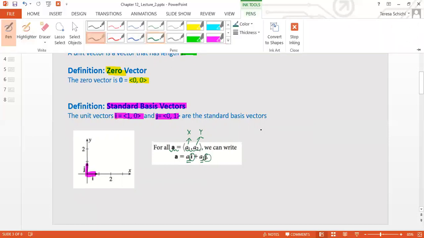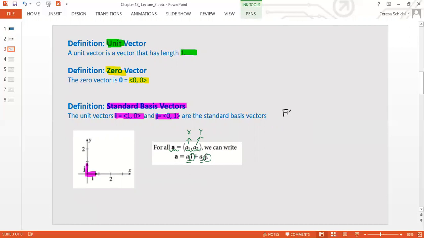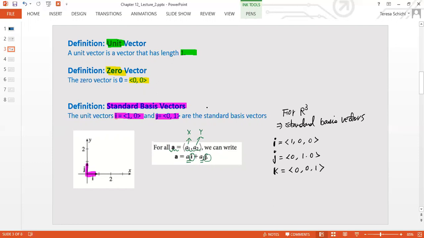All right, so in R3, what is your standard basis vector? In R3 we have x, y, and z. So my standard basis vector i is (1, 0, 0), j will be (0, 1, 0), and k will be (0, 0, 1). All right, so that's pretty straightforward.